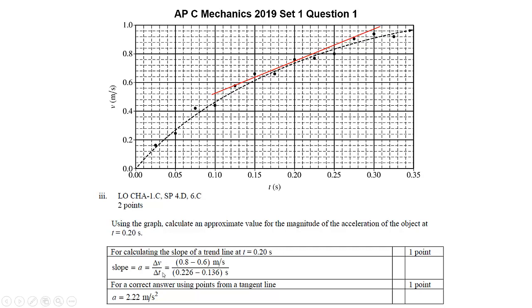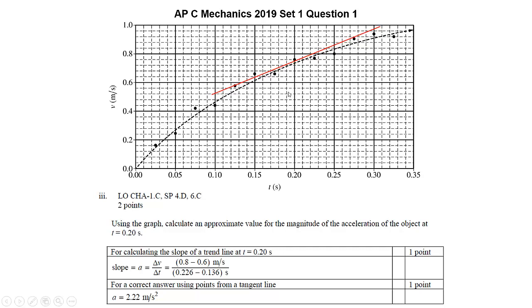Right? And find rise over run, change in speed over change in time, with, of course, correct units. And you end up with about 2.22 meters per second squared. Little 2-pointer there, right? But notice you have to find the slope of this. Note again how you're using a line of best fit, or in this case a curve of best fit, and you're finding the slope.